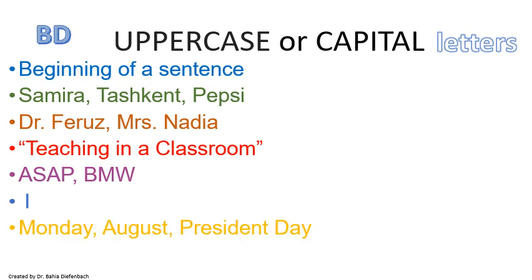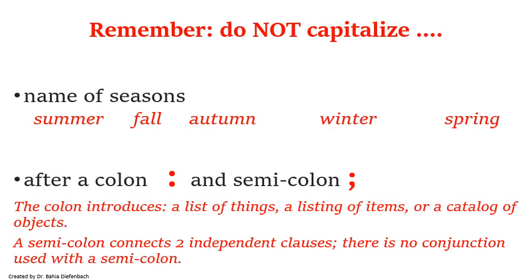And then the names of the days of the week, Monday, capital M, they always start with a capital letter. The names of the months, they always start with a capital letter. And the names of holidays, because they are considered like proper nouns. For example, President's Day. Now, I would like to remind you, do not capitalize the first letter of the names of seasons, like summer, fall, autumn, winter, spring. You do not capitalize the first letter.